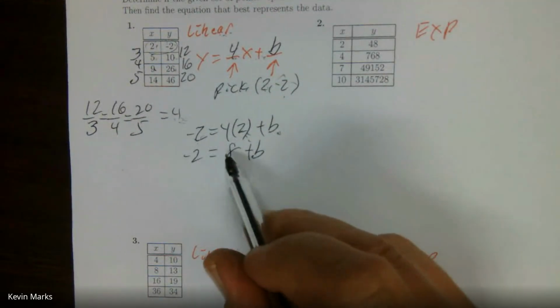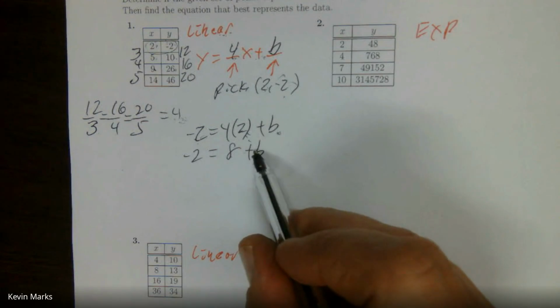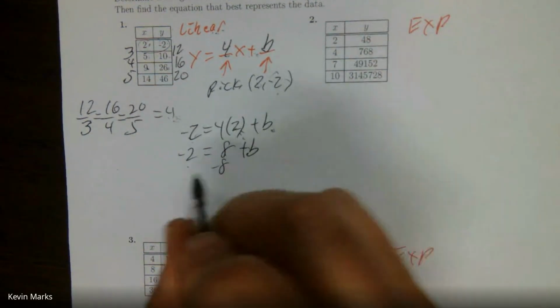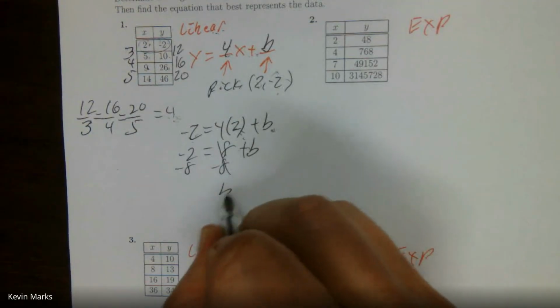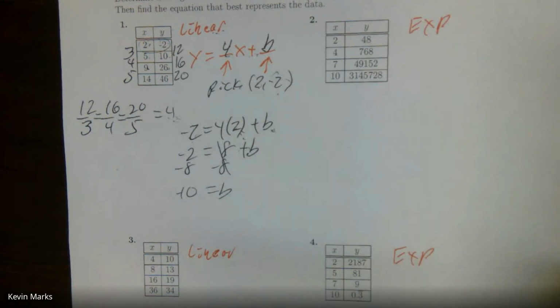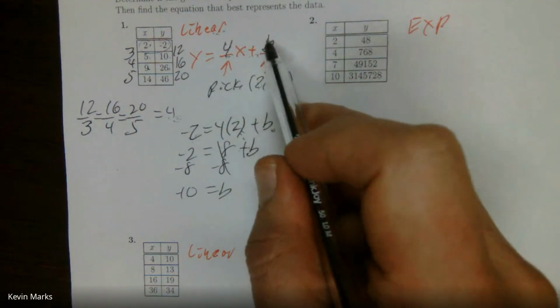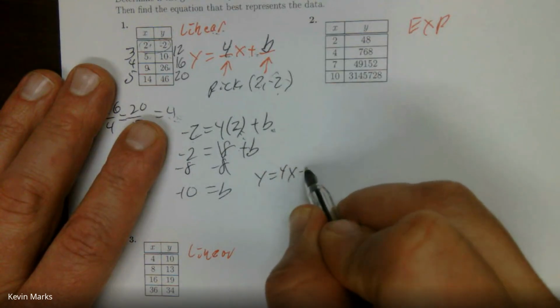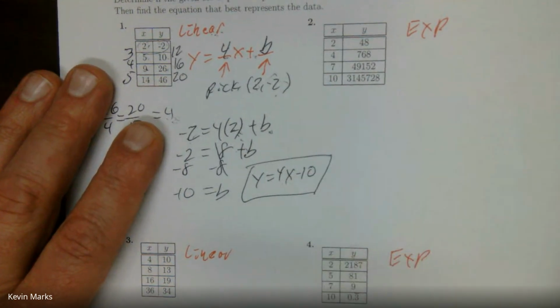You could just think about it. If I started with 8, what would you have to add to get back down to -2? -10. Or you could think of it like an equation. Oh, I got to subtract 8 to get the b by itself. So then b would be -10, right? Which basically means that b would have to be -10. So we are talking about y equals 4x minus 10. That would be the equation.